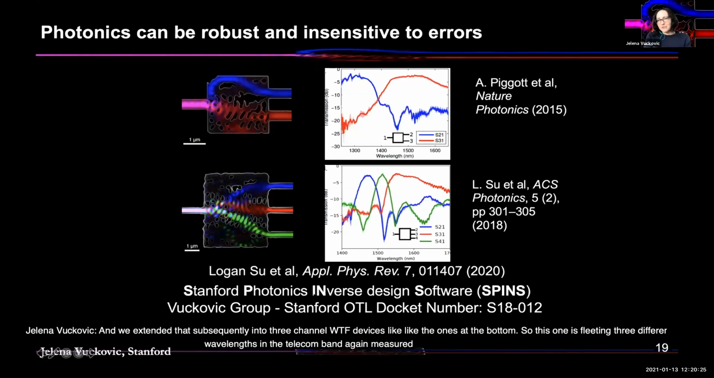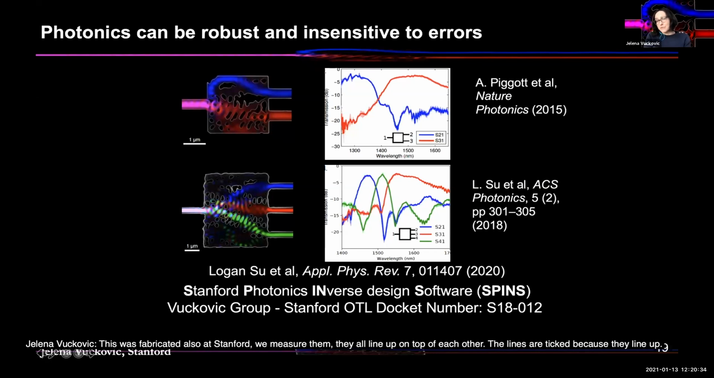And we extended that subsequently into 3-channel WDM devices like the ones at the bottom. So this one is splitting 3 different wavelengths in the telecom band. Again, this was fabricated also at Stanford. We measured them, and they all line up on top of each other. The lines are thick because they line up.